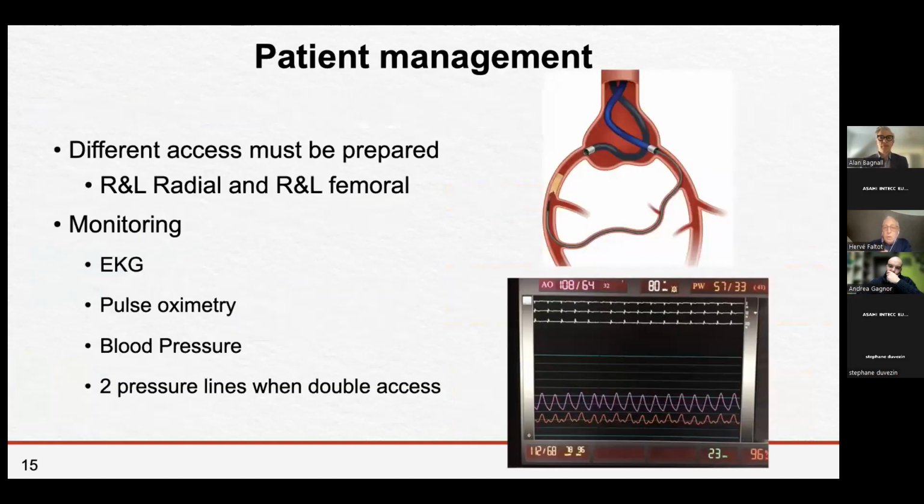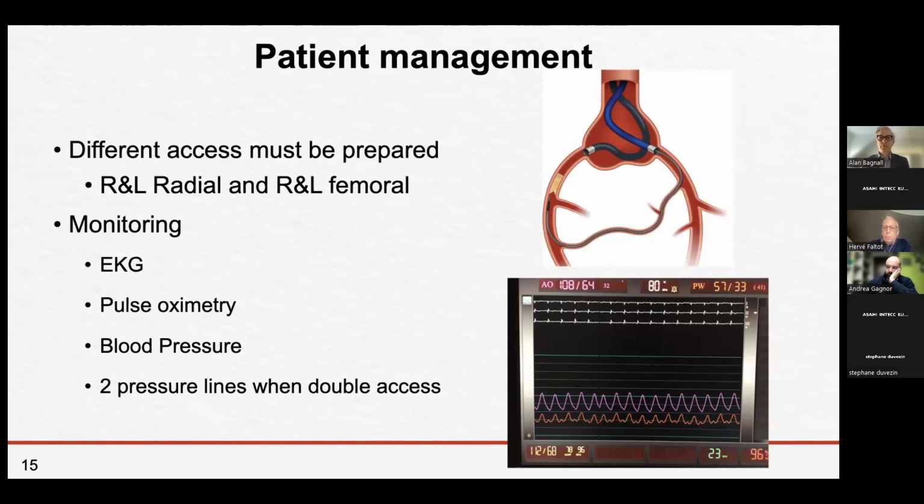The 4 accesses must be prepared, the 2 radial and the 2 femoral, because sometimes you have to switch during the procedure. So prepare the 4 accesses. The monitoring will be, I would say, classic, but we have to add another pressure line when you have a dual injection. If you have double access, you need 2 pressure lines.